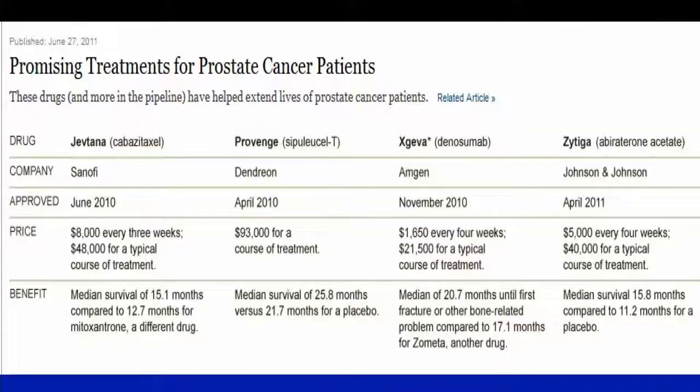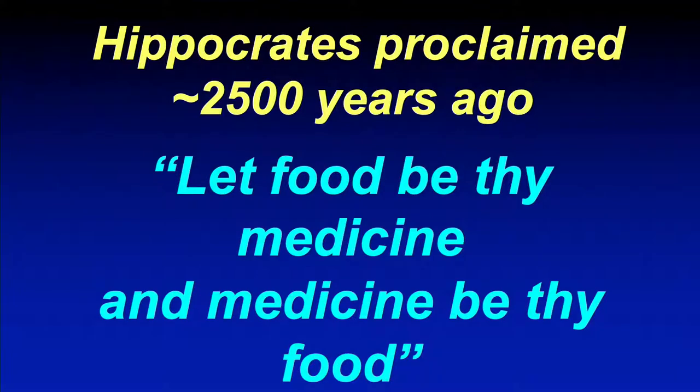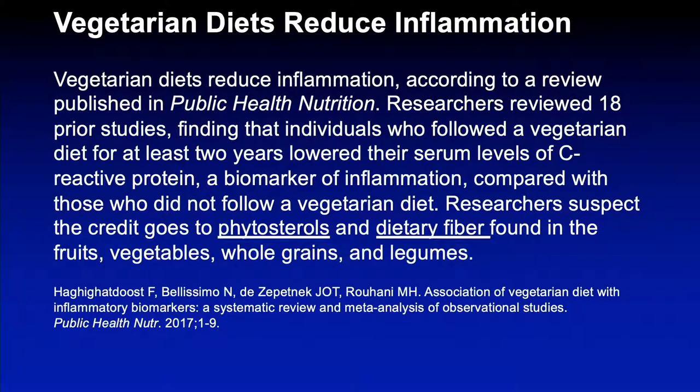In this study, it was showing how treatment for prostate cancer costs you $93,000, this new medication called Provenge. How good is it? Instead of living 21.7 months, with this medication that costs you $93,000, you're going to live 25.8 months. Is there much difference? There is not. I think the difference is going to be that you're going to end up passing away without a single cent in your pocket. So it is better to follow the counsel from Hippocrates. Let food be thy medicine and medicine be thy food.